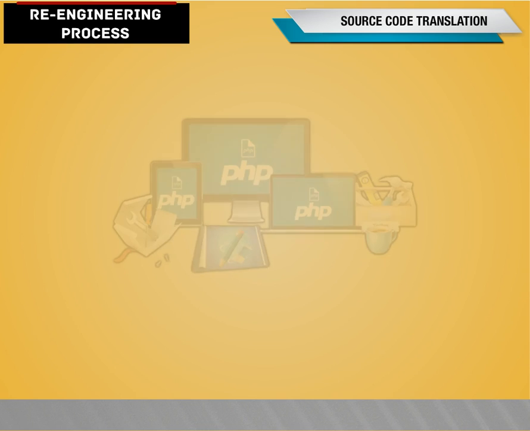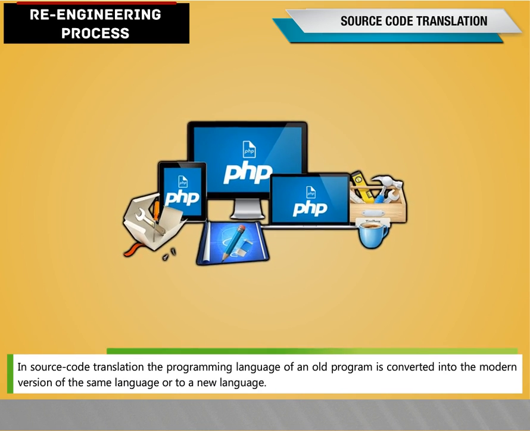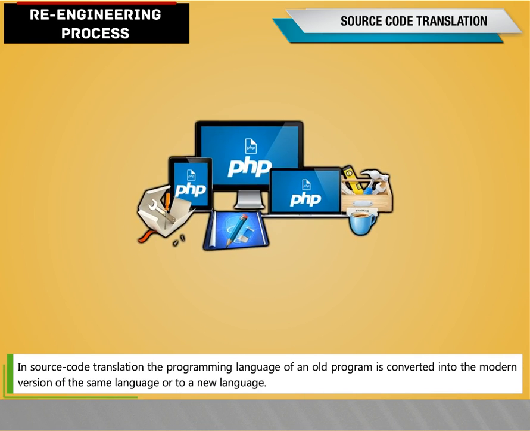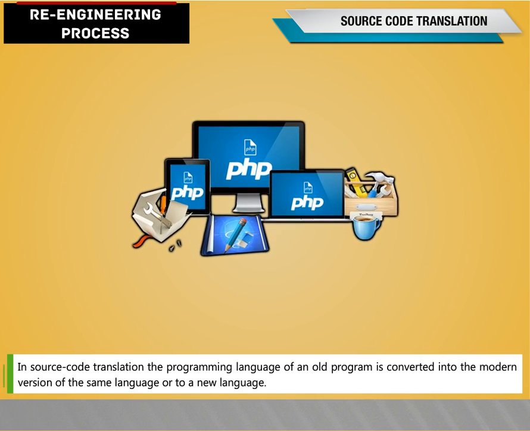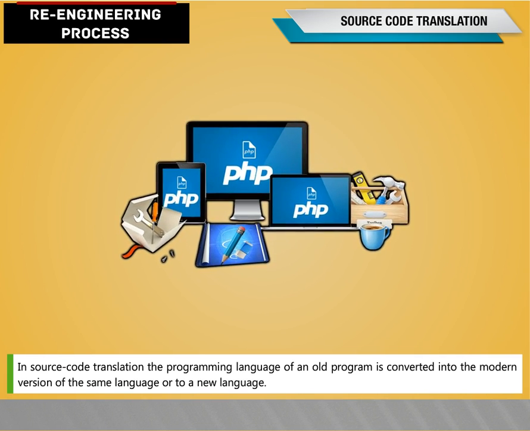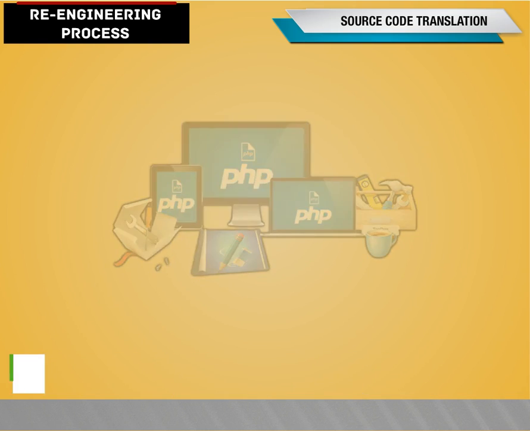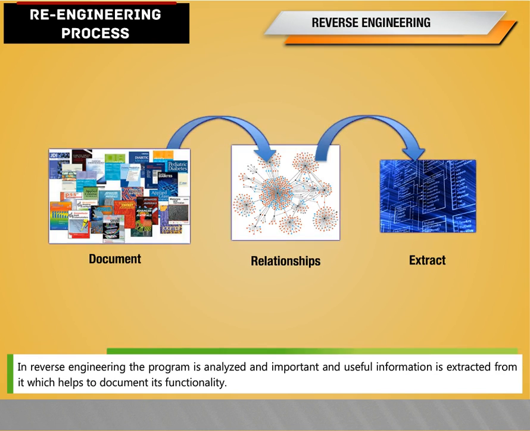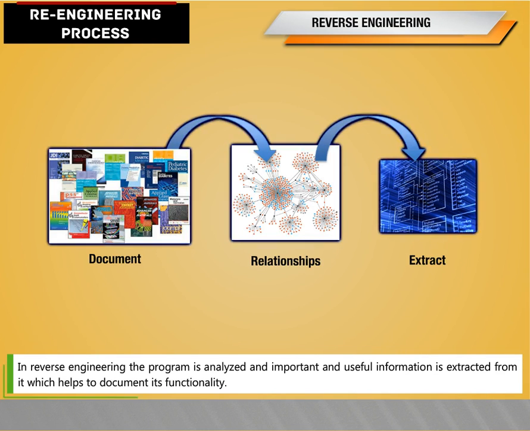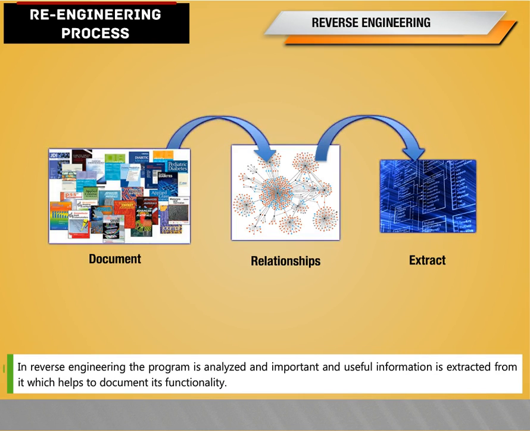Source code translation. In source code translation, the programming language of an old program is converted into the modern version of the same language or to a new language. Reverse engineering. In reverse engineering, a program is analyzed and important and useful information is extracted from it, which helps to document its functionality.